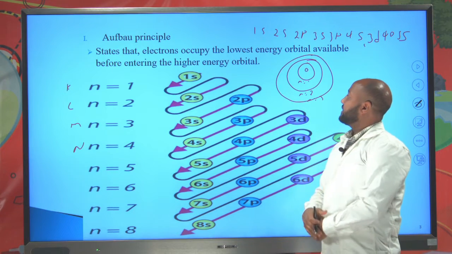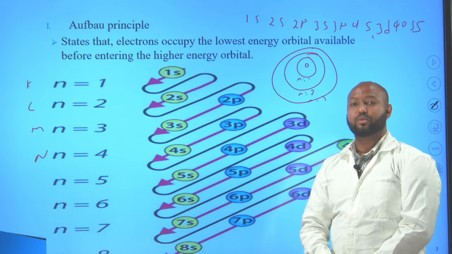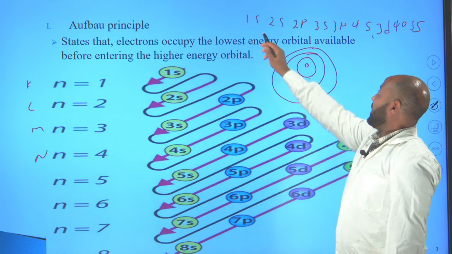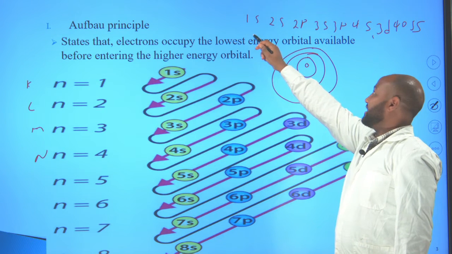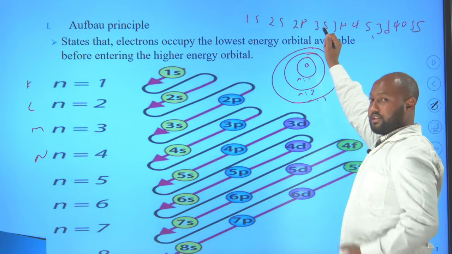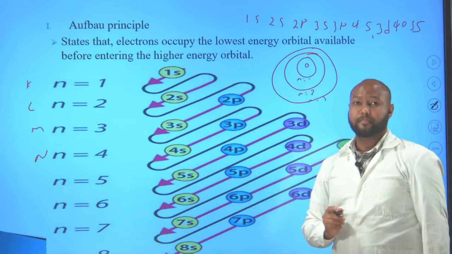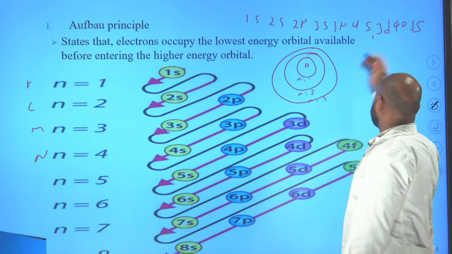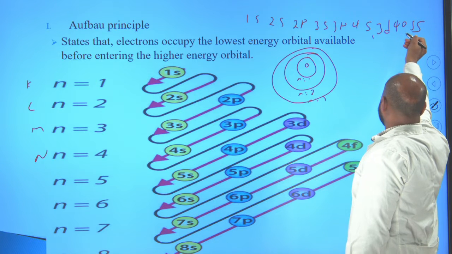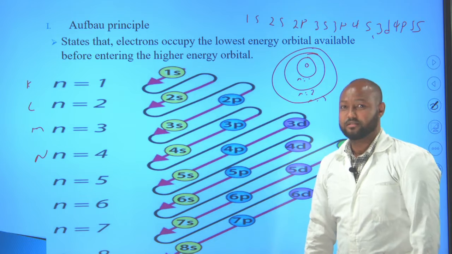This is how we fill electrons according to the Aufbau principle, from lower energy level to higher energy level. 1s is lower in energy than 2s, 2s is lower in energy than 2p, 2p is lower in energy than 3s, 4s is lower in energy than 3d, 3d is lower in energy than 5s, 3d is lower in energy than 4p, and 4p is lower in energy than 5s.